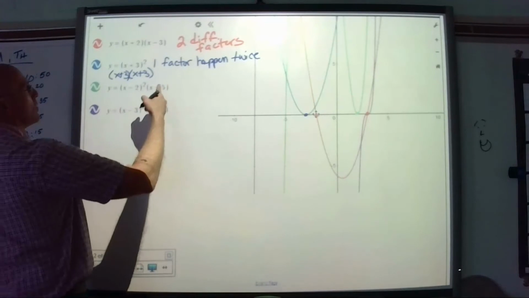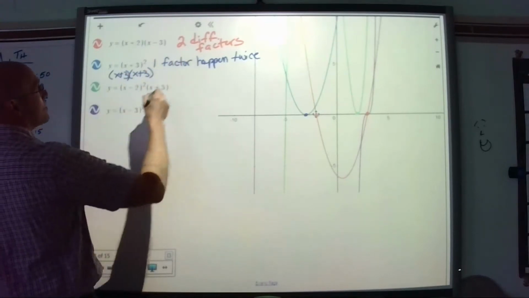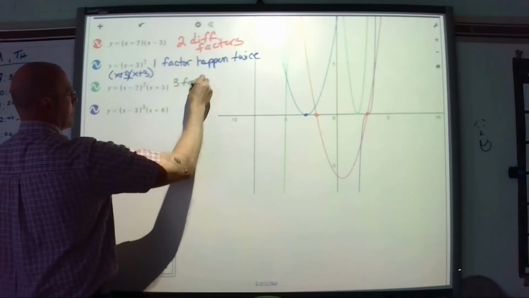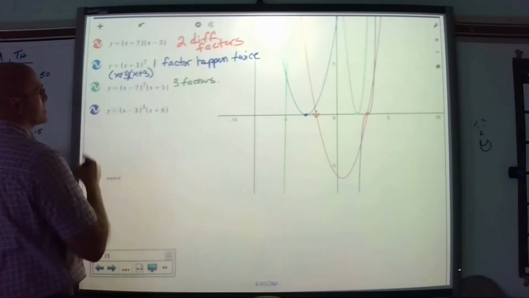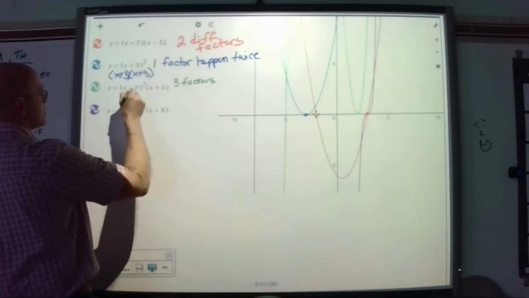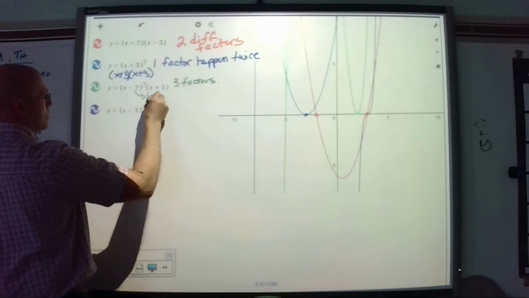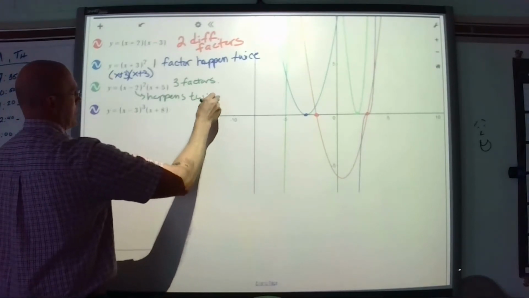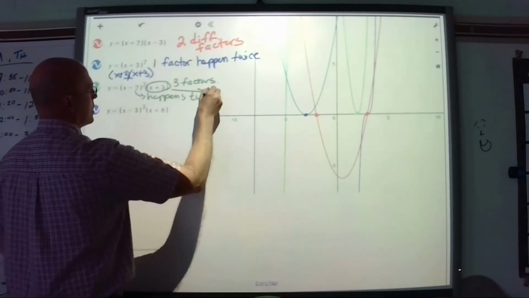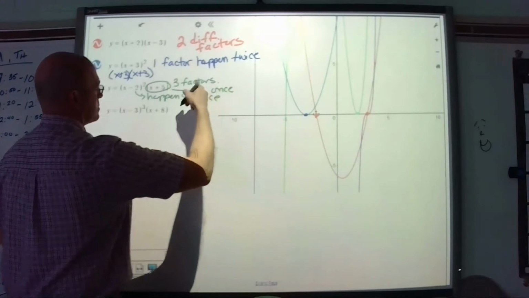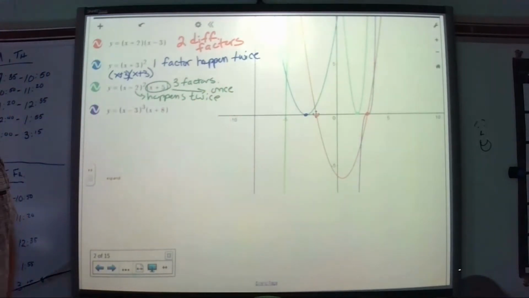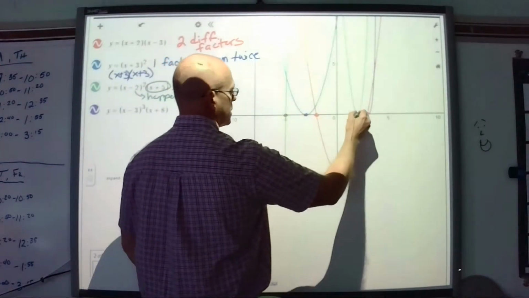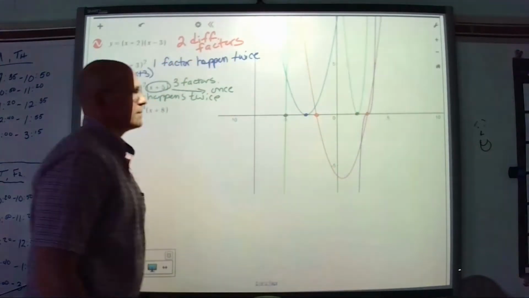Alrighty. Let's look at number 3 here, this green one. The third one here has 3 factors. One of them happens twice, and this one happens once. So let's go over to the graph. It has 2 x-intercepts.